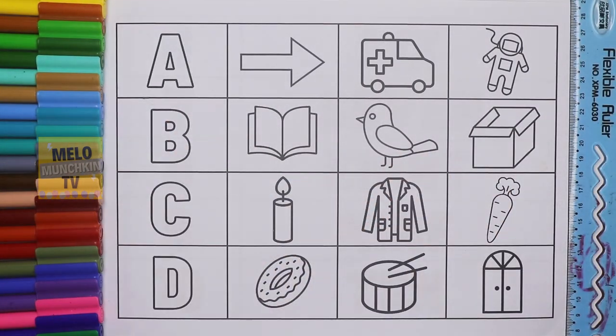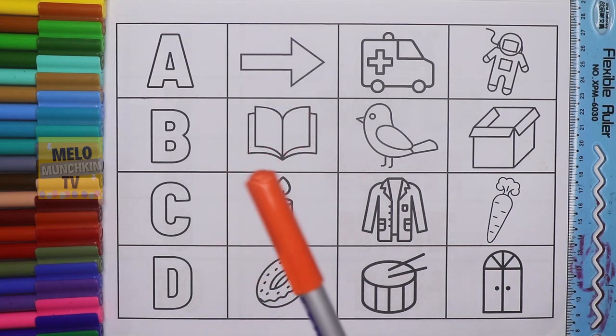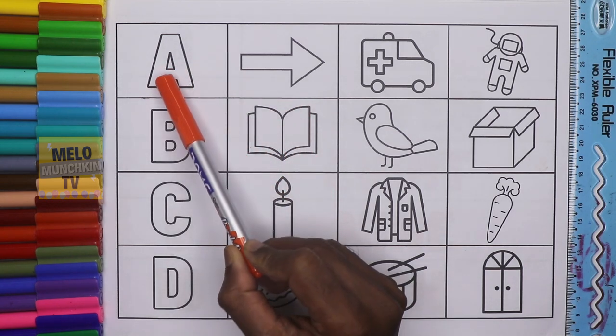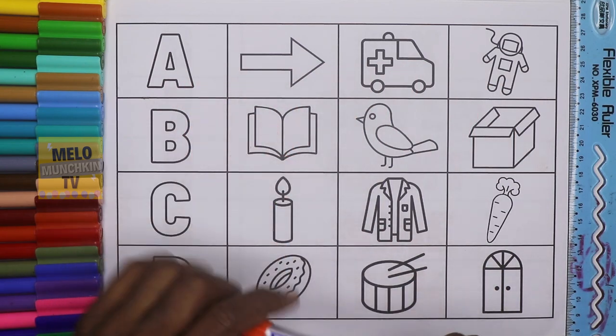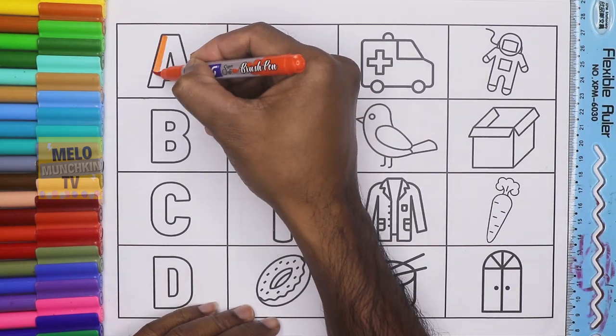Hello kids, today we'll learn alphabets from A to D, and along with it we'll learn the objects or words starting with the letters like A, B, C and D. So let's get started. Orange color. I'll use this color to color letter A and the object starting with the letter A. So let's start. This is A.